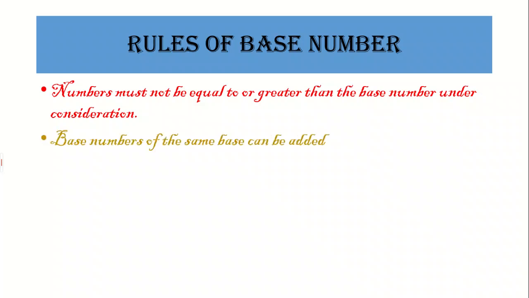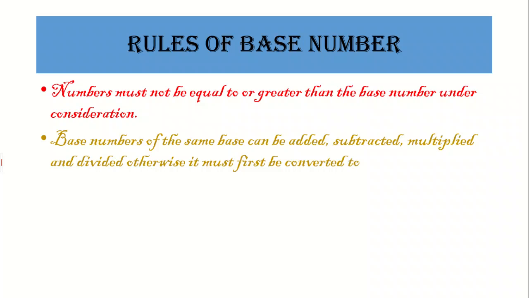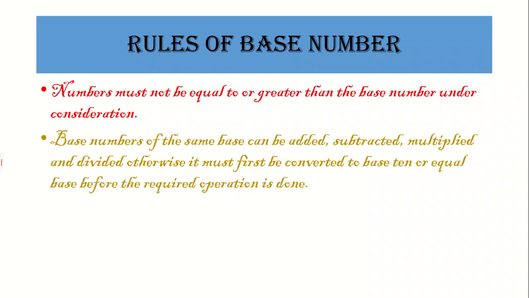The second one says base numbers of the same base can be added, subtracted, multiplied, and divided. Otherwise, they must first be converted to base 10 or an equal base before the required operation is done. It means that when you have numbers and want to perform an operation, they must either be in the same base, or you convert them to base 10 before you do that, then you convert them back when you're done. That is if they are not in the same base.